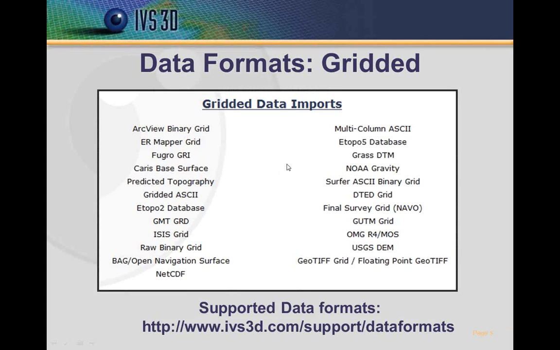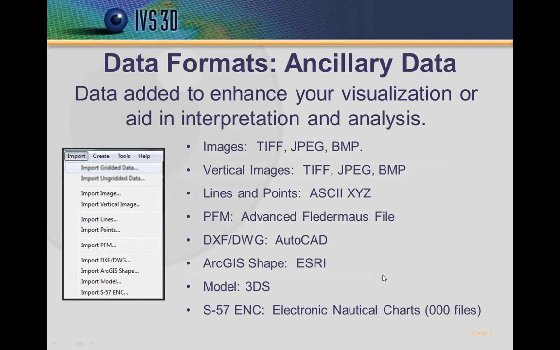On the gridded side, we also bring in some pre-gridded formats, so ArcView grids, ER Mapper grids, gridded ASCII data, eTopo data. If you want to see all of our supported data formats, you can visit our website, and under support there is a section called data formats. You can also bring in what we call ancillary data, or extra data, and that's data to enhance your visualization. So that's things like images, vertical images, lines and points, DXF files, arc shape files, 3D models, and ENCs.